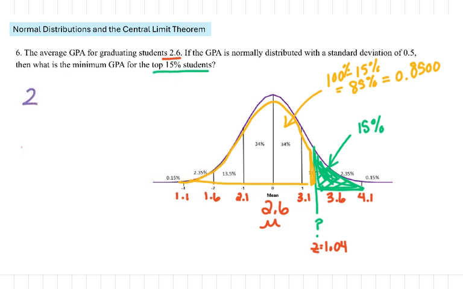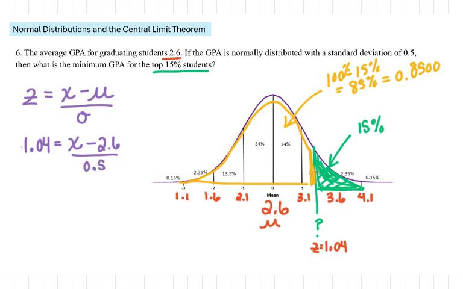And remember, the formula is that z equals the actual score minus the mean, divided by the standard deviation. Okay, so in this case, we figured out z has to be 1.04. We're trying to find which GPA. The mean is 2.6, and the standard deviation is 0.5.